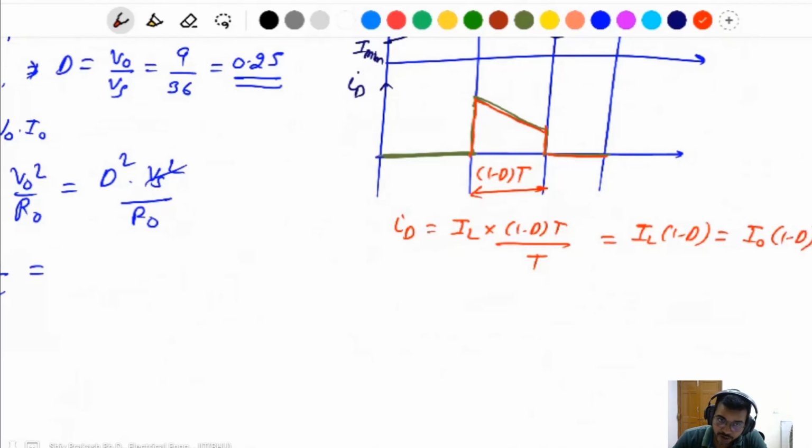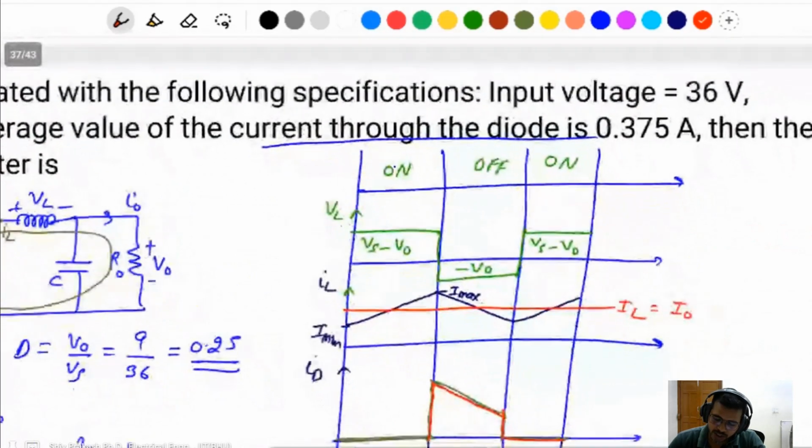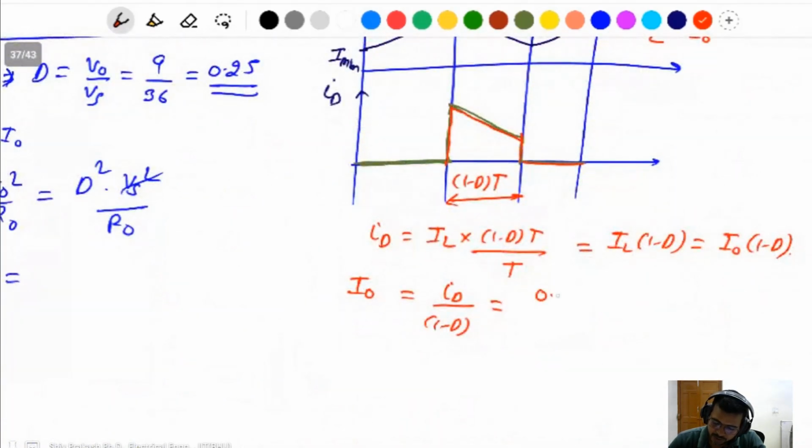ID is given, and the duty cycle I have also calculated. Then what is the I naught? I naught will be ID divided by 1 minus D. ID is given in the question like 0.375, and duty cycle I have calculated as 0.25. Then this will be 0.5 ampere.